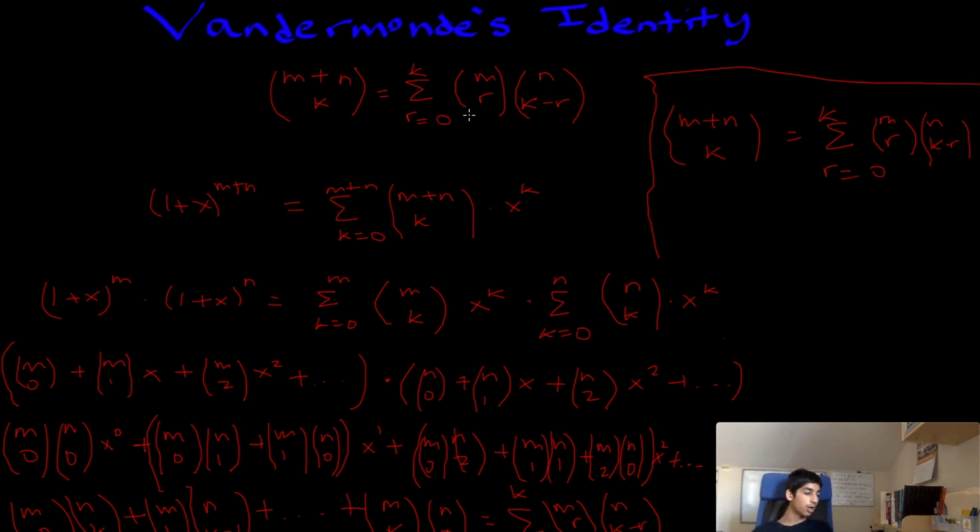This is the Vandermonde identity. So basically we used the binomial theorem to find the coefficient of x to the k, and we also wrote 1 plus x to the m plus n in a different form, and we worked with that, and we found the coefficient of x to the k in two different ways and set those equal, which led us to Vandermonde's identity. This, my friends, is one of the most elegant algebraic proofs you will ever find.